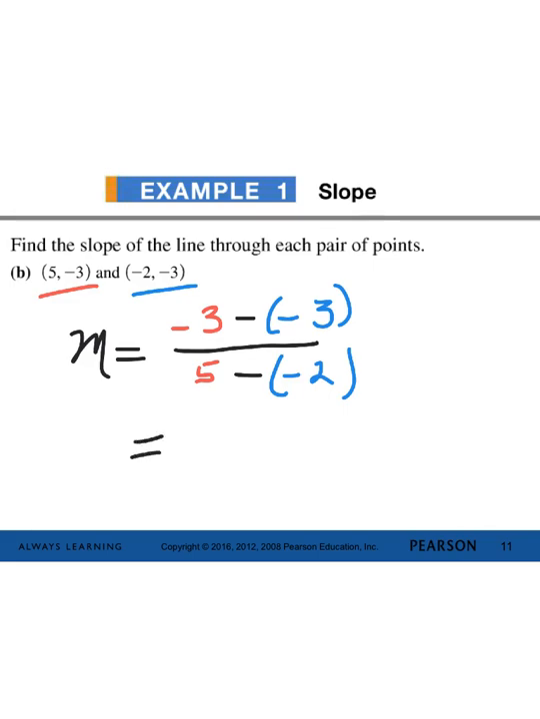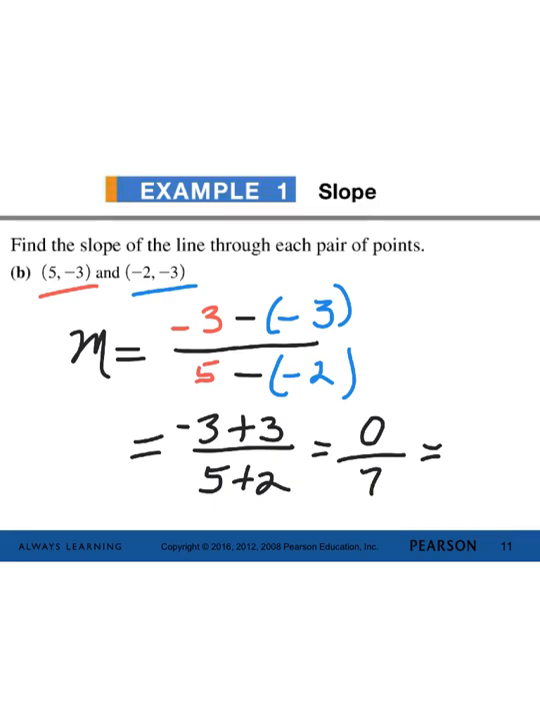I see that when I have -3 minus -3, that's the same as -3 plus 3. And 5 minus -2 is the same as 5 plus 2. But because -3 plus 3 is 0, the fact that the change in the x's was 7 tells me that the slope here is actually 0. And that's because there was no change in the y values.